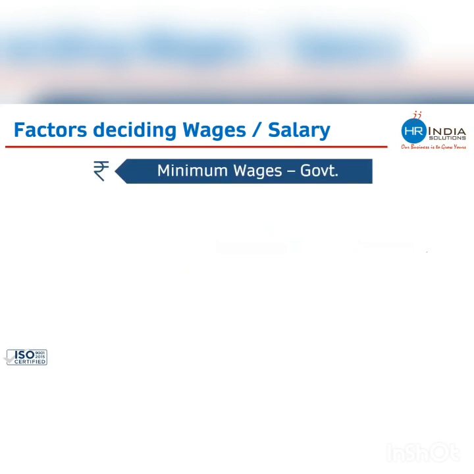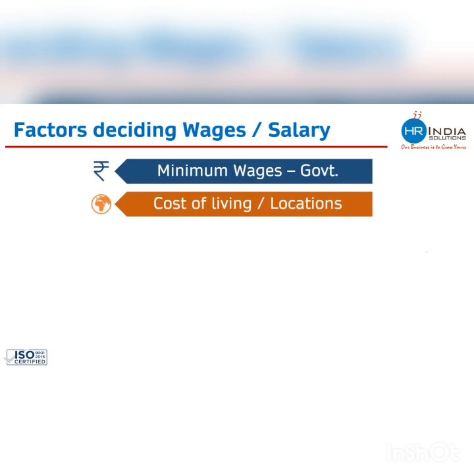So every state decides their minimum wages for different scheduled employment, whether the employee is unskilled, semi-skilled, highly skilled. These are the scheduled employments, and every state decides a minimum wage for these kinds of scheduled employment. So this becomes a very important factor while deciding the salary of any employee. That is the minimum wage decided by the government. Second is the cost of living and the location where he's working. The cost of living of that area also plays a major factor while deciding the salary of an employee.